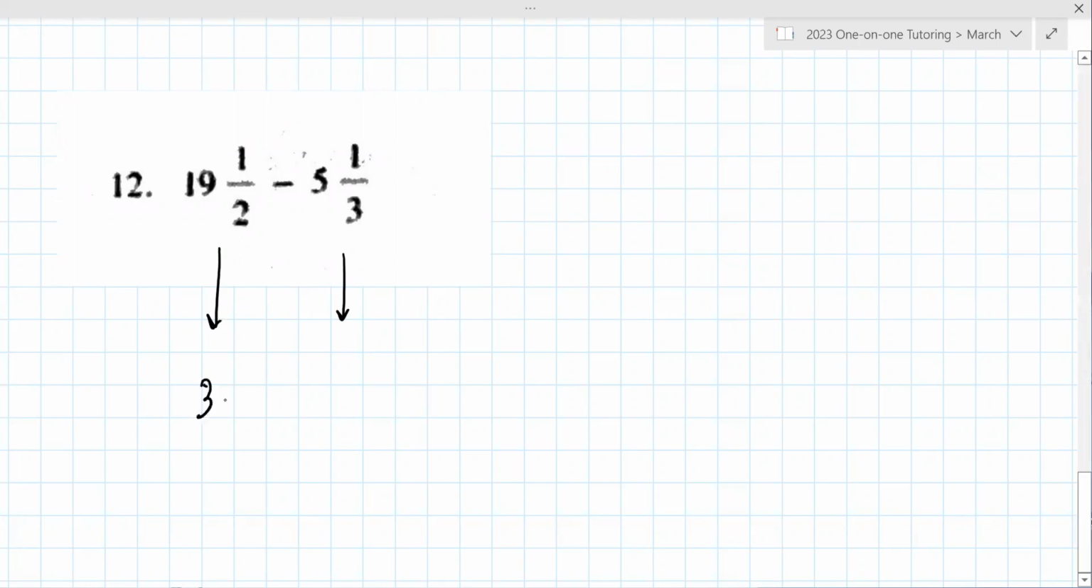$39 over 2. 39 over 2 and 16 over 3. Very good. Now you have to find the least common multiple between 2 and 3. This is one way to do this. Okay. If you don't like this, we'll do it another way. Yeah, maybe another way might be better.